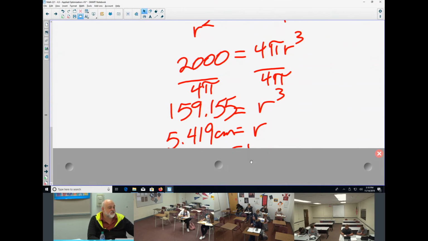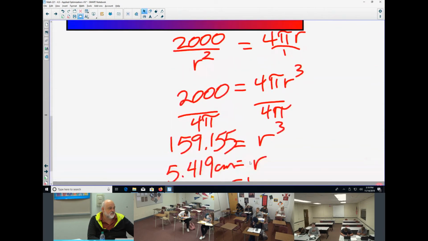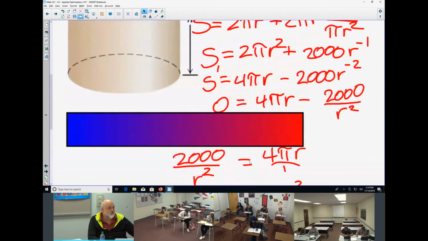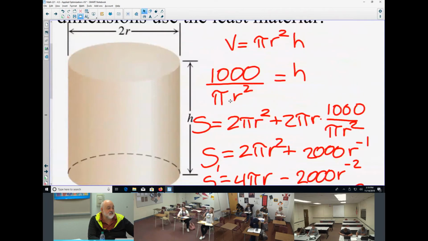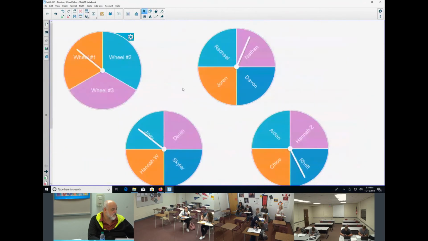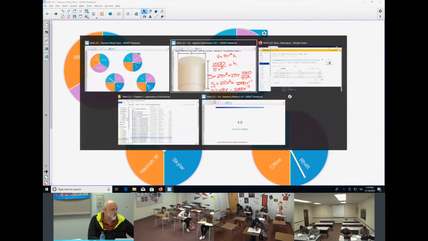Okay, so that's the radius. Now the other dimension that we need is the height. So to get the height, what we do is we plug that into this. So we've already solved for r. So now we do 100 divided by pi r squared, plug in that value for r, and then figure out what the height is. All right, so David, when you've got the height, let us know.